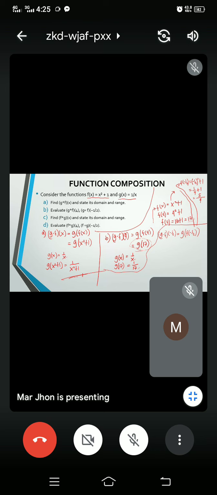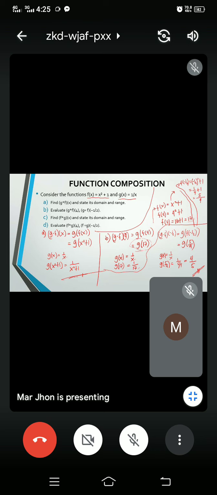So now you have G of 5/4, right? Your G of X is equal to 1 over X, so G of 5/4 is equal to 1 over 5/4, which is equal to 4/5. Right? It's quick, it's just a process.